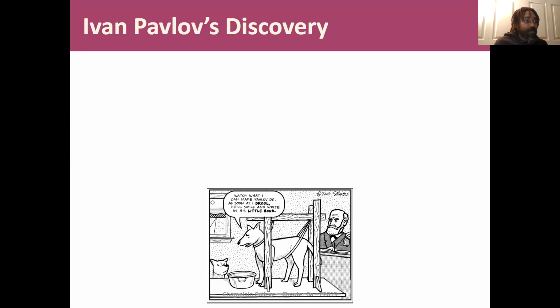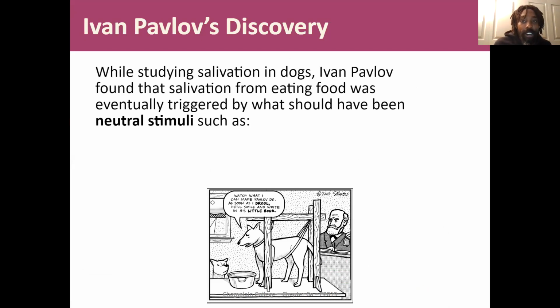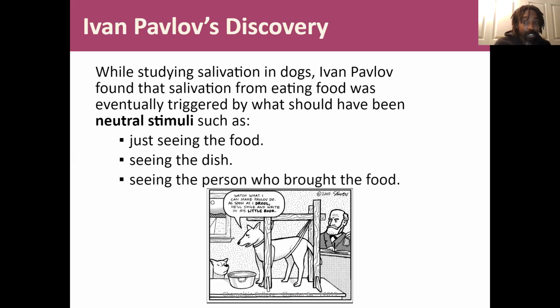Ivan Pavlov's discovery. While studying salivation in dogs, Ivan Pavlov found that salivation from eating food was eventually triggered by what should have been neutral stimuli, such as just seeing the food, seeing the dish, seeing the person who brought the food, or just hearing the person's footsteps.